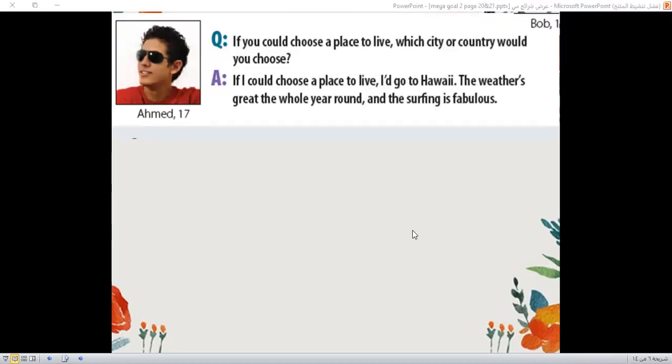If you could choose a place to live, which city or country would you choose? If I could choose a place to live, I'd go to Hawaii. The weather is great the whole year round, and the surfing is fabulous.